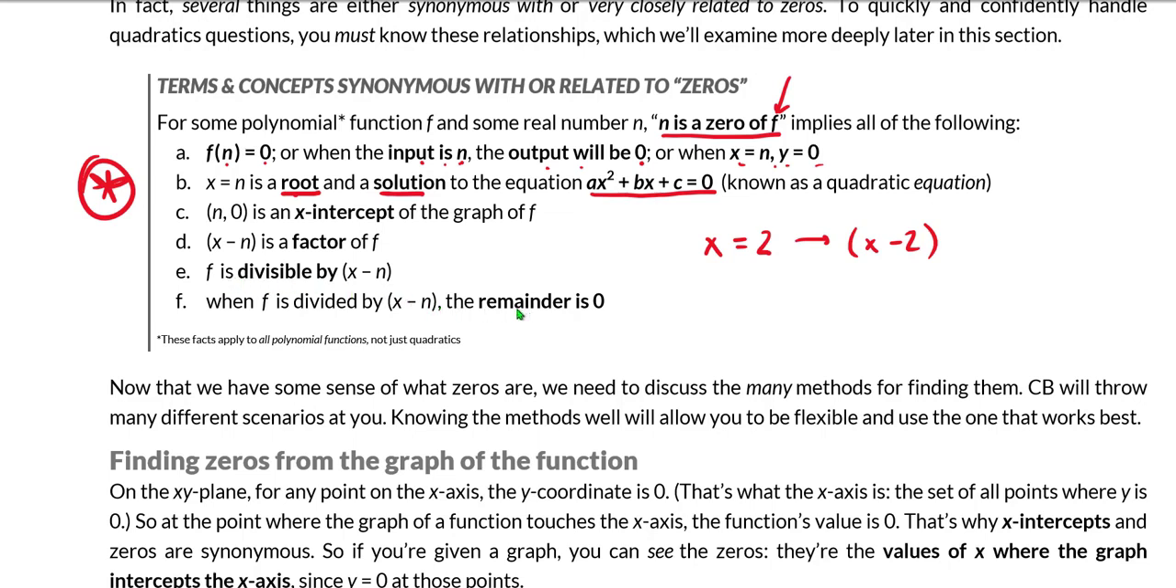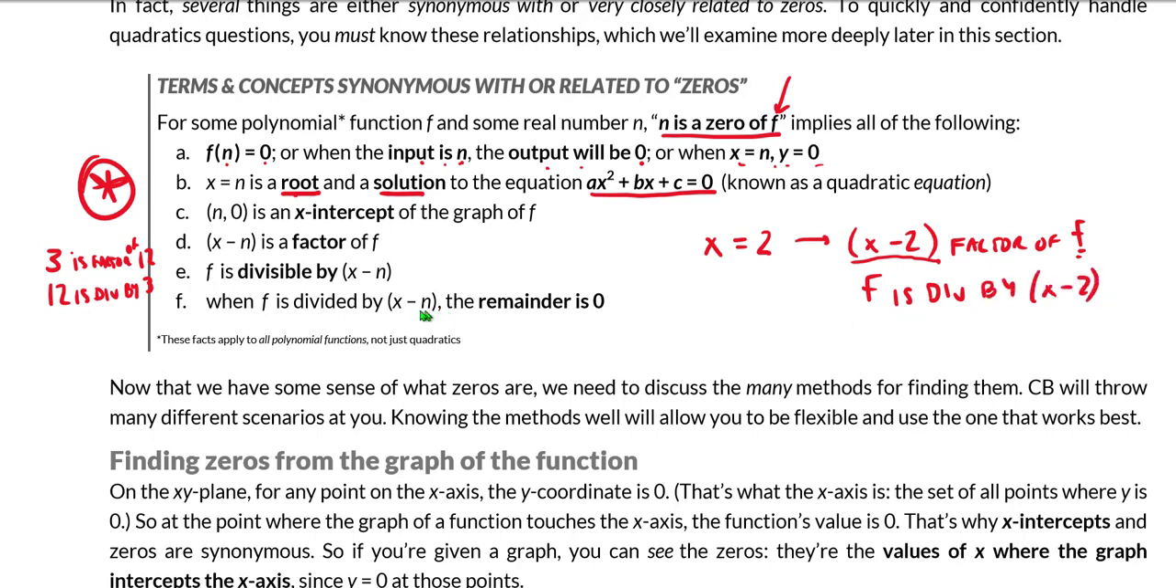Divisibility and remainders are not going to be all that important. We will go over this a little bit later. But in the same way that when I say 3 is a factor of 12, I could also say that 12 is divisible by 3. I'm just sort of flipping around the framework there. Well, in the same way that I can say that x minus 2 is a factor of some function f, I could also say that f is divisible by x minus 2. With the remainder issue, we will talk about this later. There's no need to get into it now.